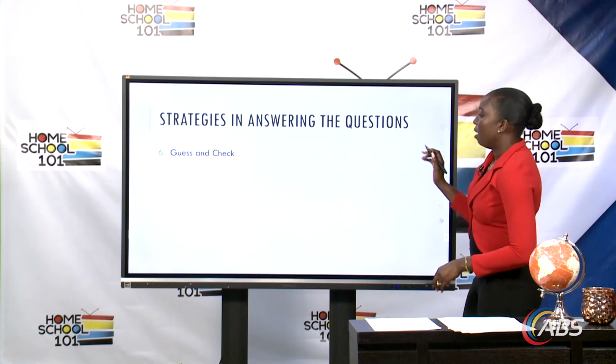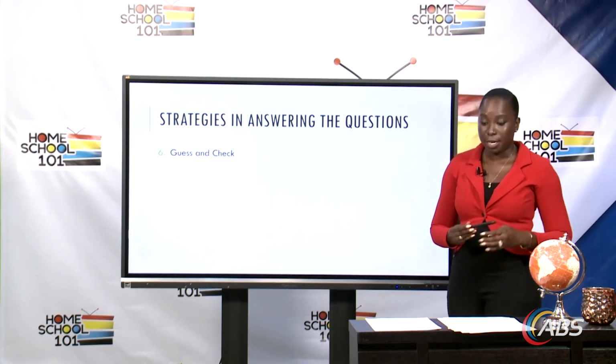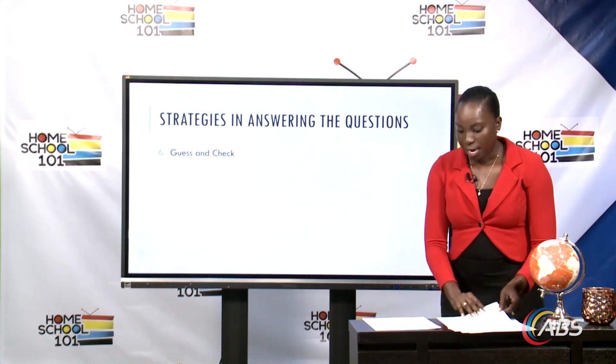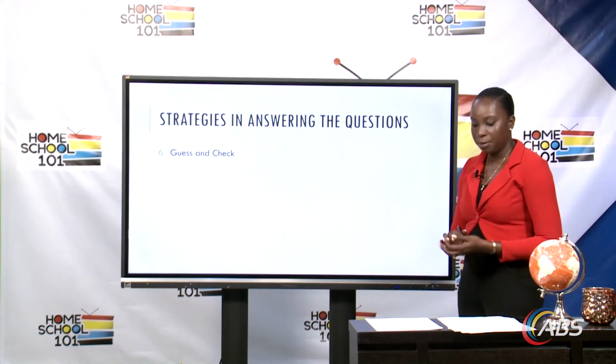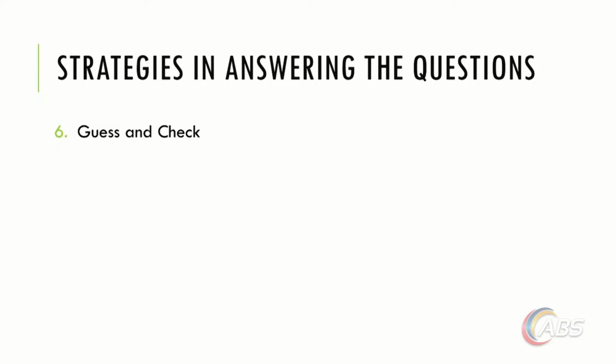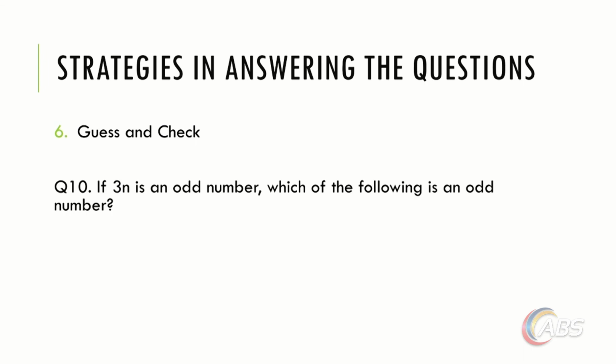Okay? Our final strategy is the guess and check strategy. And with this, you want to be able to use the options or answers given to guess and check by substitution. Substitution just simply means to replace, okay? So our final question, if 3n is an odd number, which of the following is an odd number? And these are our options. So based on the strategy that we're going to be using, we are going to just substitute.